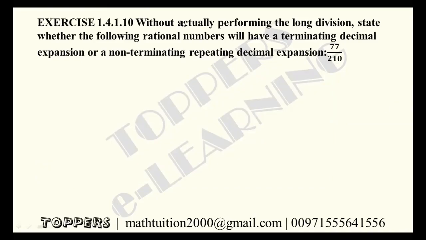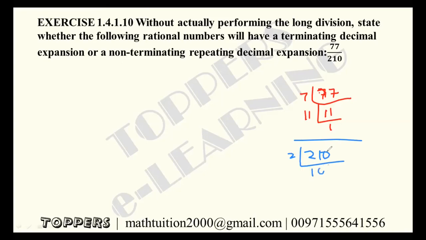Tenth question, 77 by 210. We can simplify to the lowest form, or we can also do prime factorization on both. 77, let us prime factorize. What is common? 7, right? 7 times 11, and 11 1 time. Similarly, let us prime factorize 210. 2, 1 time. Then consider 10. In 10, 2, 5 times.